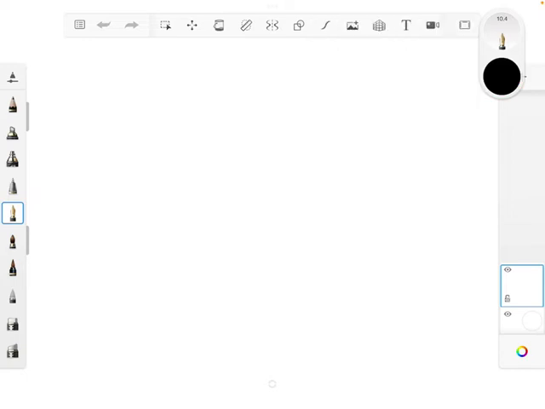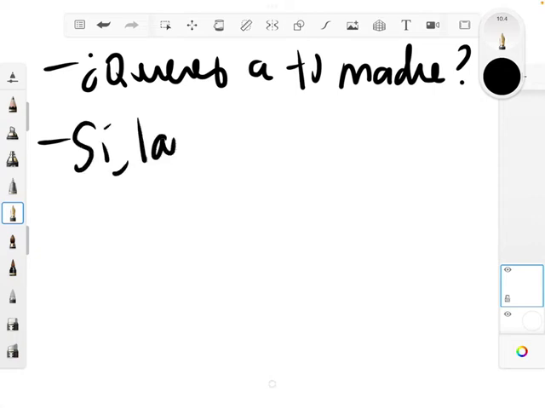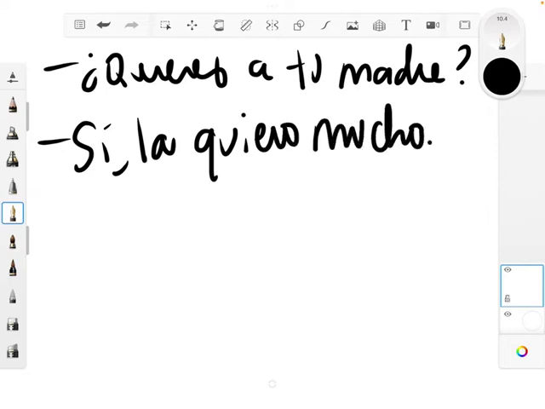So for example, ¿Quieres a tu madre? Let me write this out. ¿Quieres a tu madre? Sí, la quiero mucho. So here in the first sentence, ¿Quieres is my verb. ¿Quieres what? What do you love? You love your mother. That's my direct object.